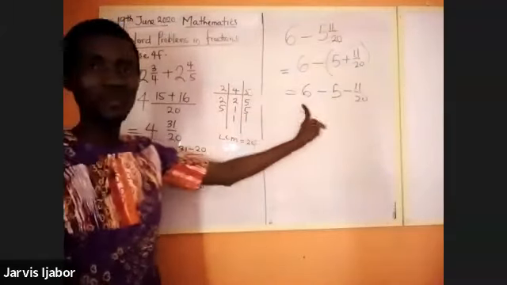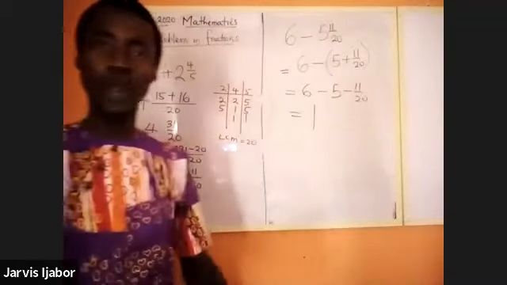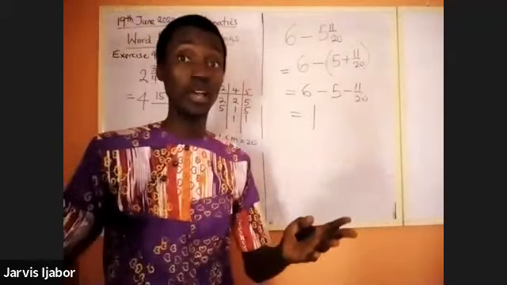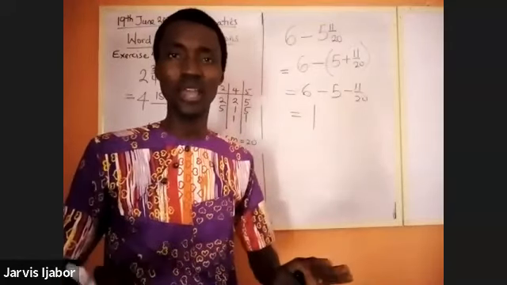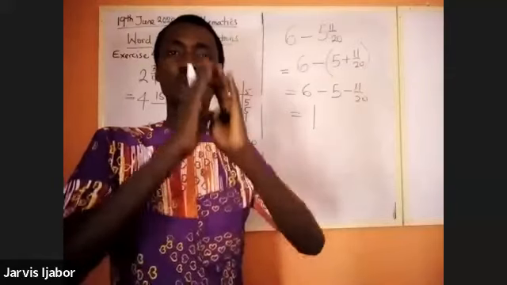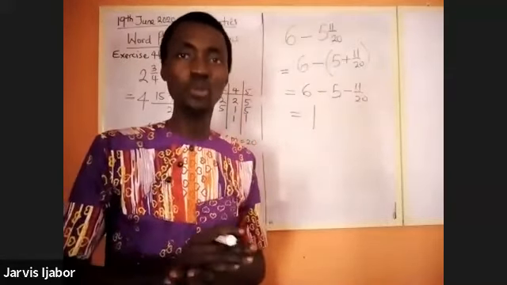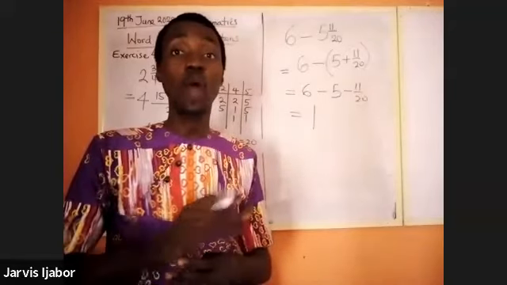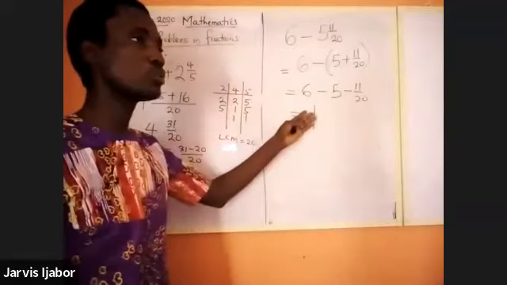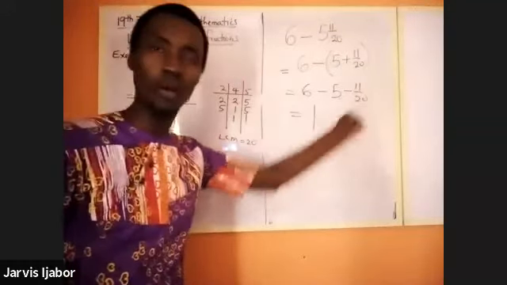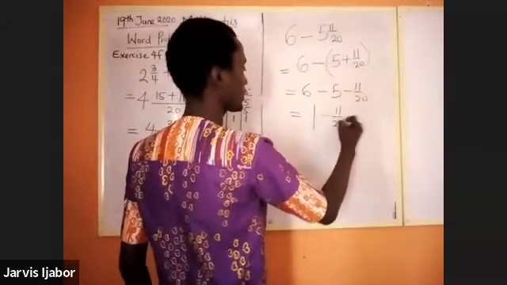So 6 minus 5 is equal to 1. Please, I know in your primary school you were taught different methods. No problem. Like I always tell you, I don't have a problem with your methods. If the method is cool for you, use it, as long as it is logical and while marking we can accept it. But I'm just trying to show you what that should be. This will be minus 11/20.